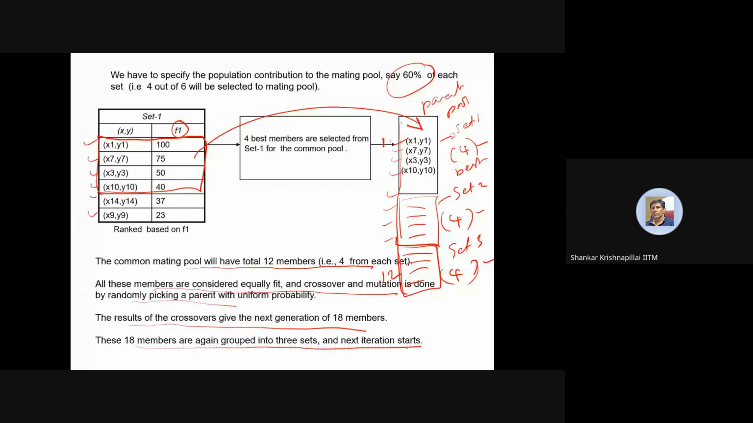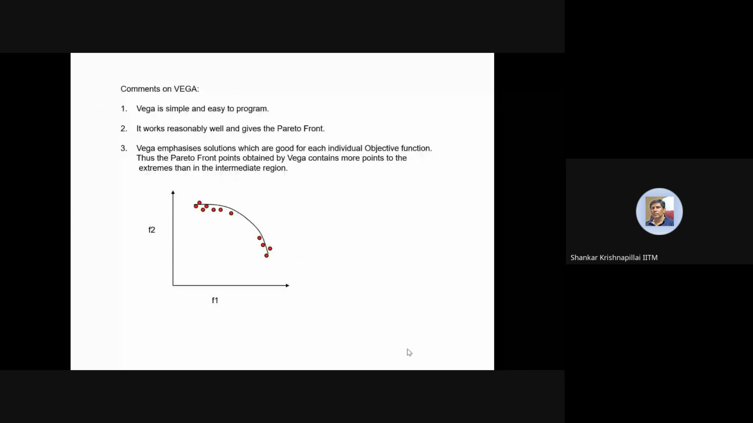Then, comments on this VEGA. VEGA is simple and easy to program. Actually, from what I showed you in 2 slides, you can easily write the VEGA program. It works reasonably well and gives the Pareto front.